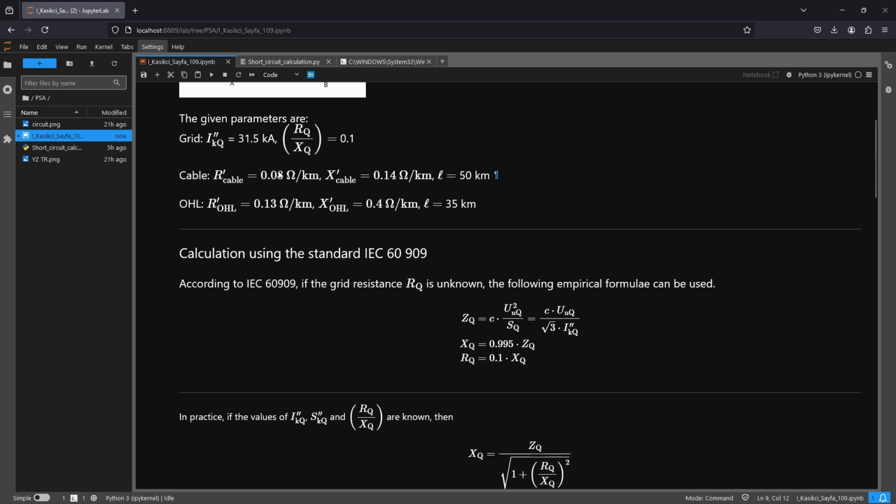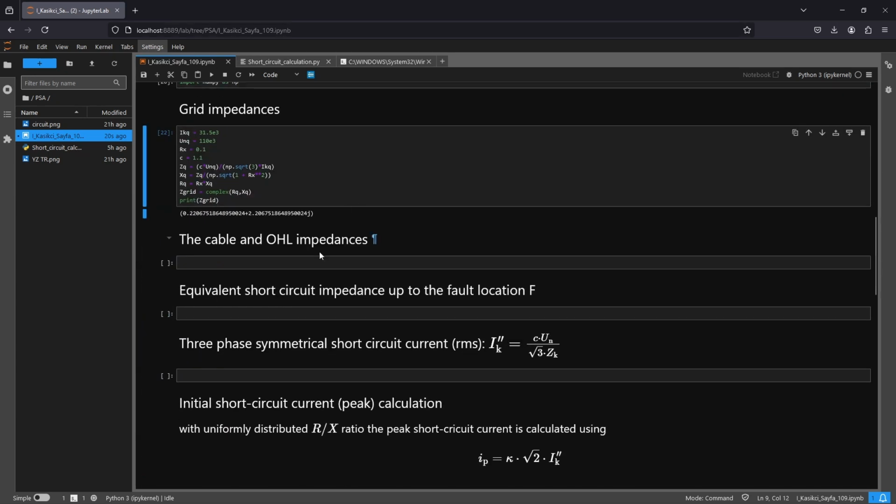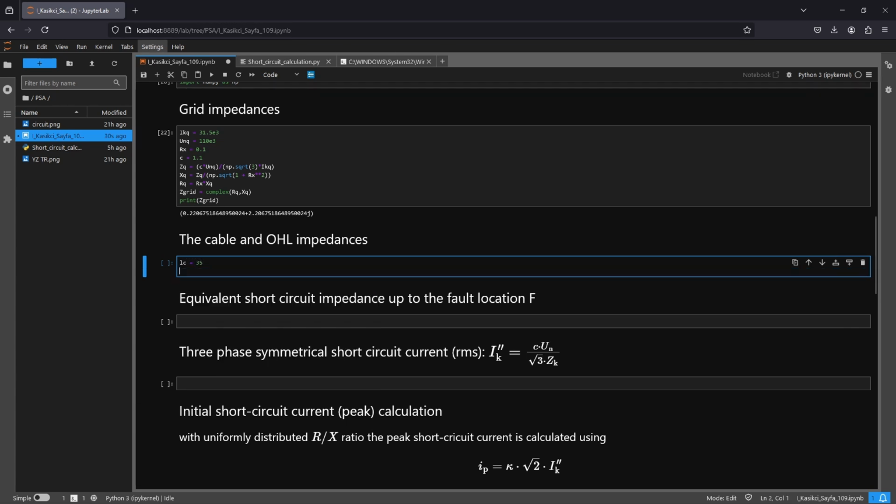That means we have here the per length ohm of the cable and overhead line. So we can just multiply them by the length to calculate the total impedance. Let's define the length of the cable as 35, and then we have, let's say, the per unit impedance RC prime equal to 0.08.